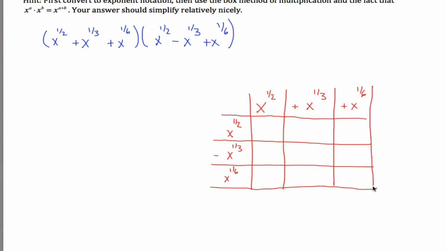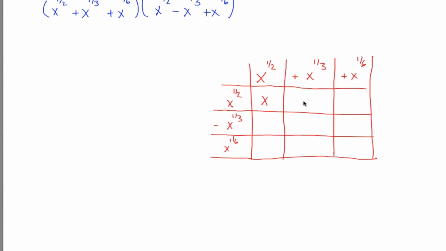And so this 3x3 grid has 9 boxes I have to fill out, and in each box I just write the product of that row header and that column header. So for this first one, I have to figure out what x to the 1/2 times x to the 1/2 is. Turns out that's just x raised to the 1 power, either because the square root of x times the square root of x is just x, or because when you have the same base, you add up the exponents, and 1/2 plus 1/2 just equals 1.